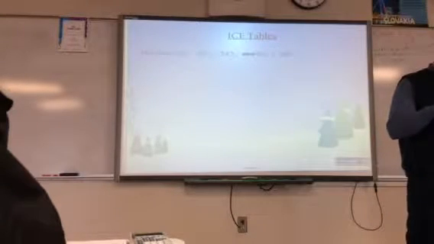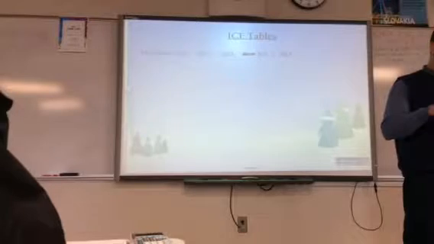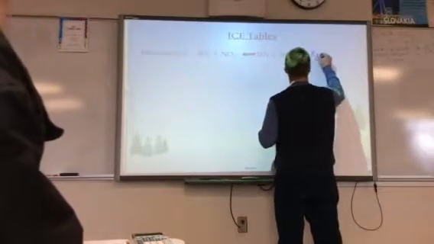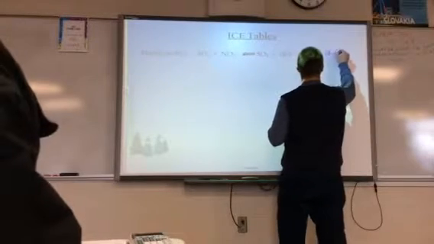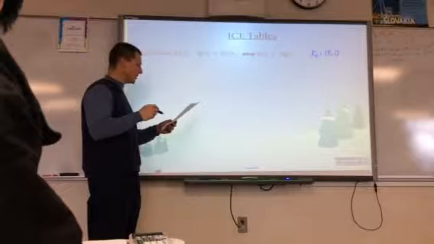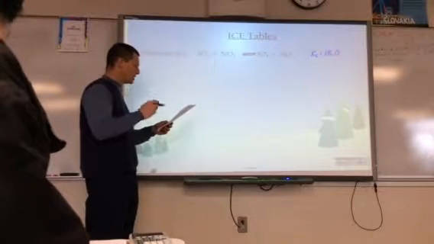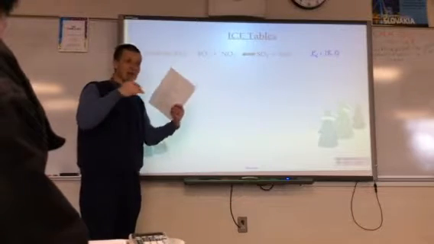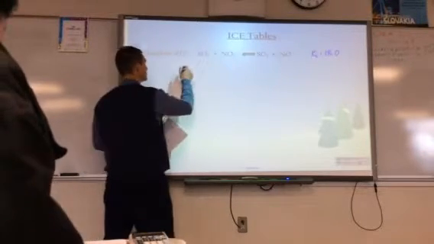You have a reaction here. The equilibrium constant is 18, so we have that. And 1 mole of SO2 and 2 moles of NO2 are in a 20-liter container. What is the concentration of SO3 at equilibrium? So when you're given an initial amount and you need an equilibrium amount, you've got to do an ICE table.